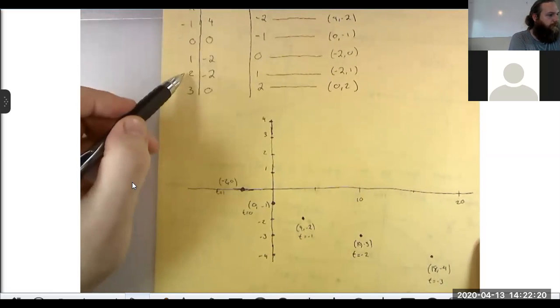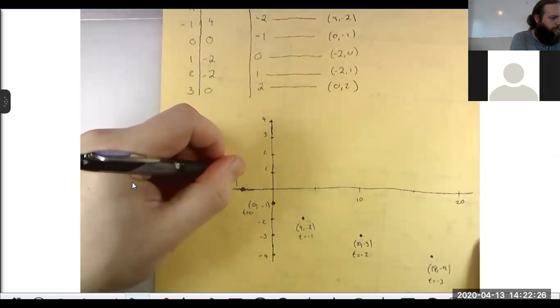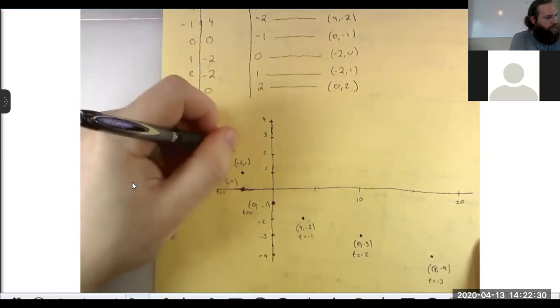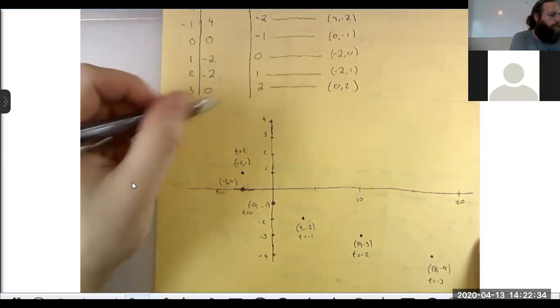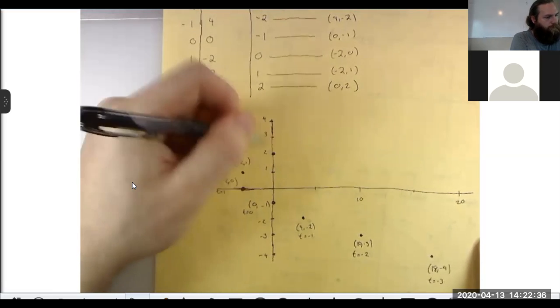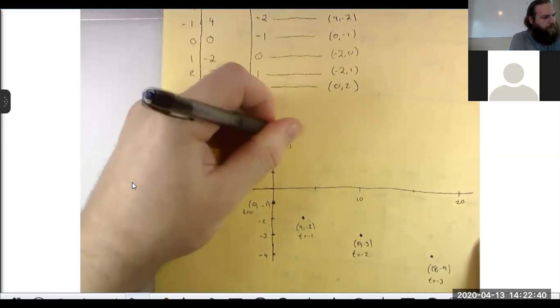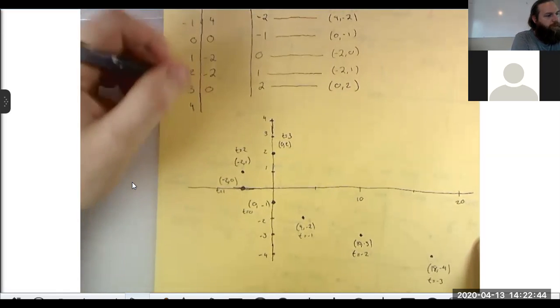Now we go to time t equals 2, and we're at -2, 1. So we're up here. And this is associated with time t equals 2. At time t equals 3, we're at 0, 2. And we could make maybe one more row on this table to help us see a little better what's going on.